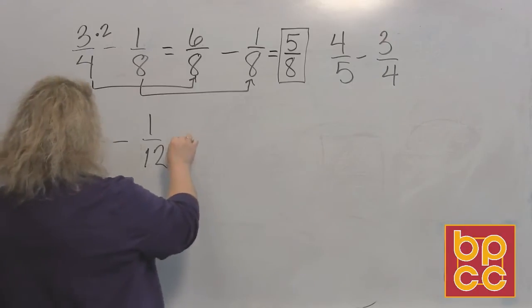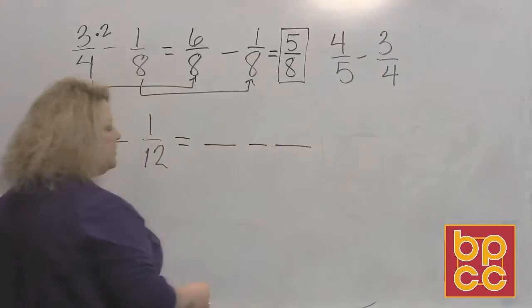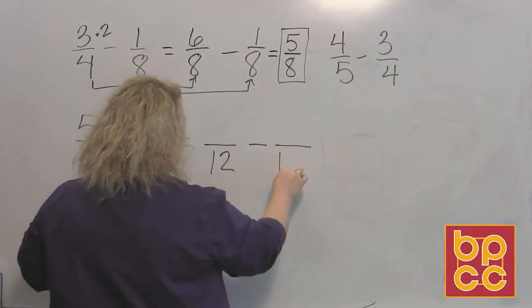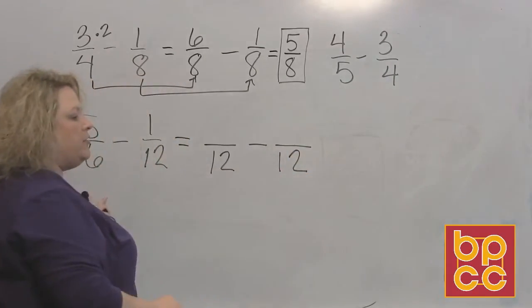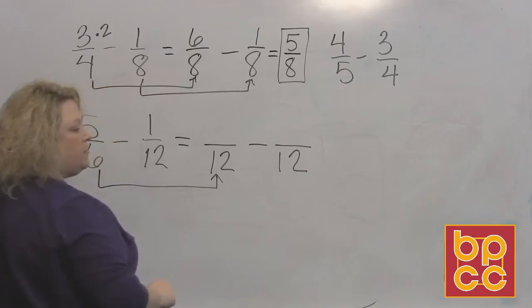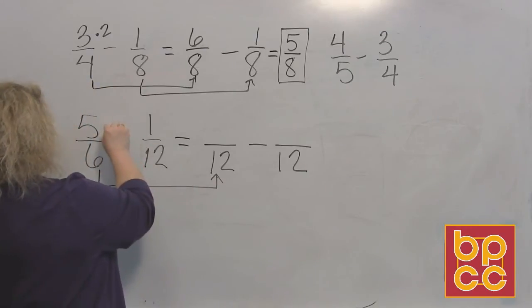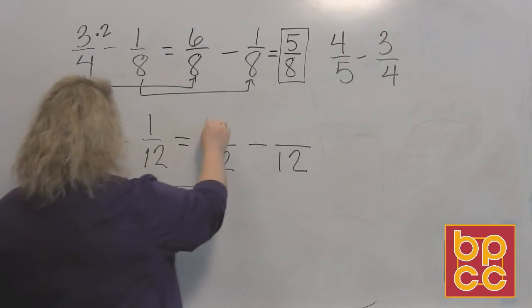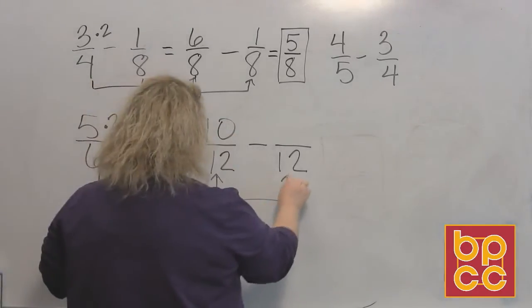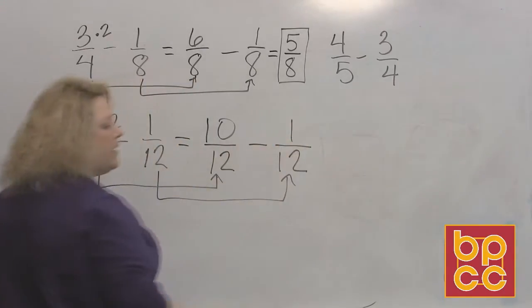My next one is 5/6 minus 1/12. And my common denominator between 6 and 12 is 12. So if you change the denominator, which I did in the first one, I went from a 6 to a 12 by multiplying by 2. So if I did the bottom by 2, I do the top by 2, which gives me 5 times 2 is 10. Next, I started as a 12, I ended as a 12. That means I did not change, okay?